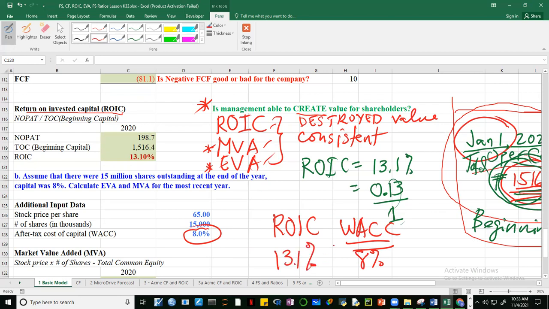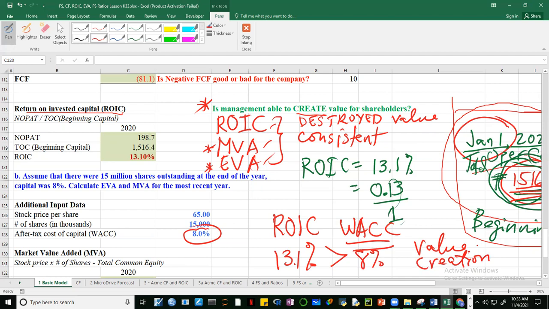Okay. Since ROIC is greater than WACC, then value was created. So there was value creation. Okay? So that's the story behind this, no? Ginagamit natin yung ROIC to determine if the company was able to create value for the shareholders.